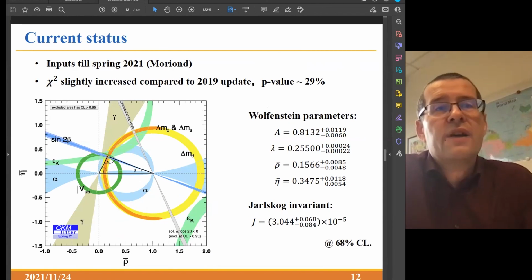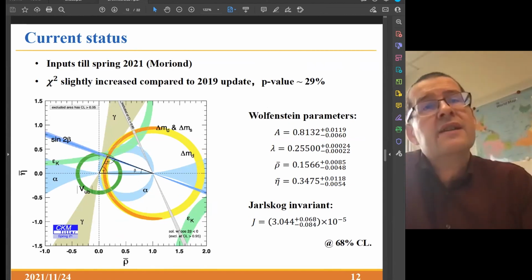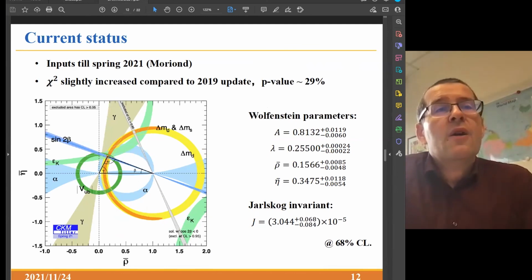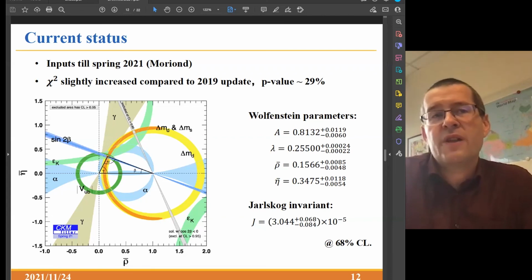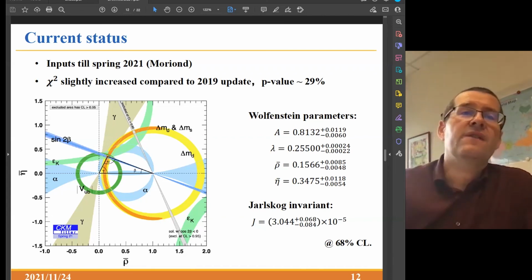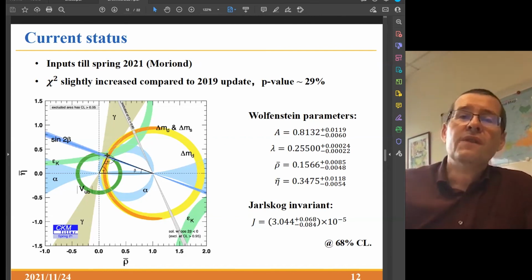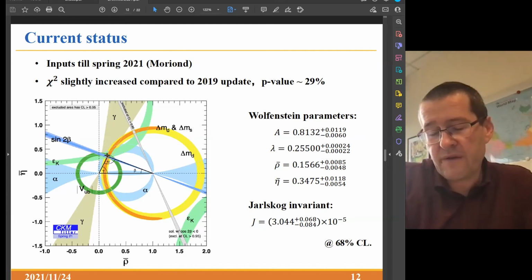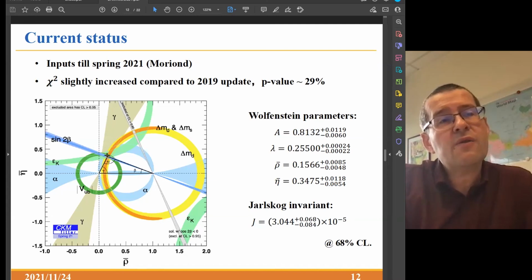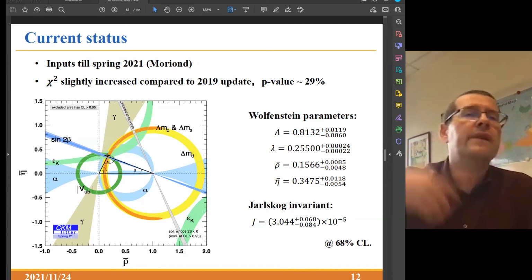So this is the unitarity triangle I just discussed at the beginning, the BD unitarity triangle. It allows you to see the situation for rho bar and eta bar. You don't have on this plot A and lambda, but obviously when you determine the 4 parameters, you determine them all together. And what you have here is the apex, which is here. So that's the position of rho bar and eta bar. You do have various constraints coming from various contributions that we discussed that are all giving you constraints on the value of rho bar and eta bar, and also on A and lambda, obviously.